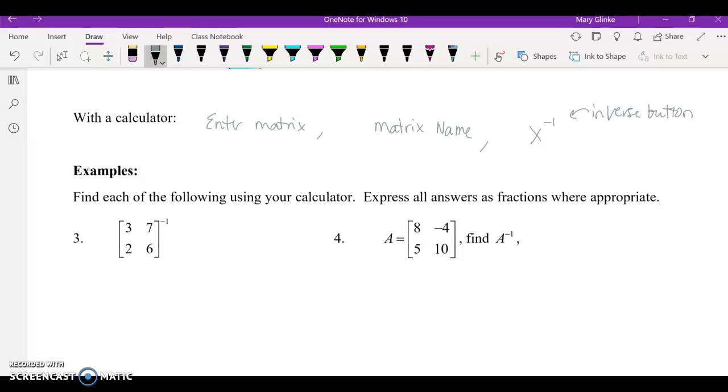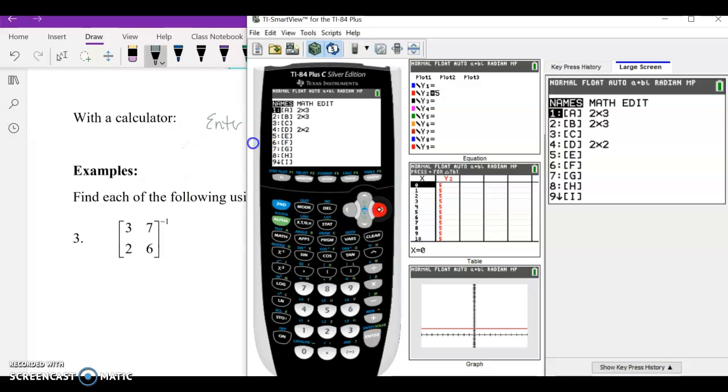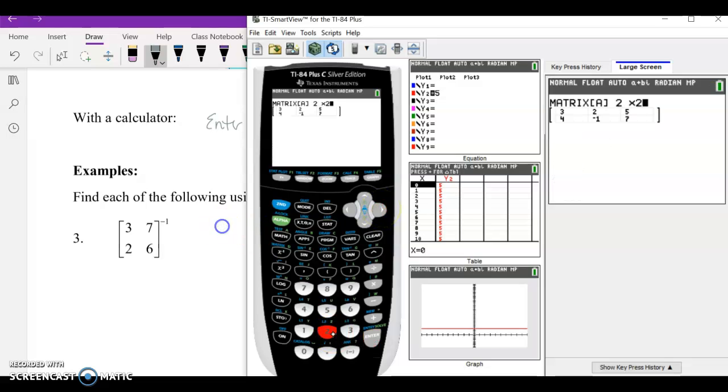So let's go ahead and enter this first one together and do it. So 3726. So we're going to go ahead and in matrix, we're going to edit matrix A to be a 2 by 2. And it is 3726.